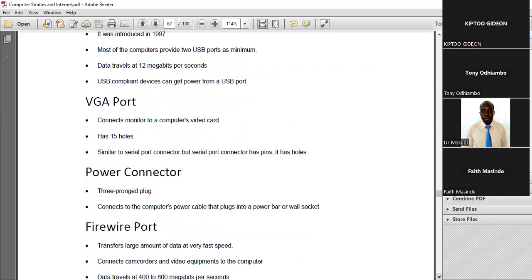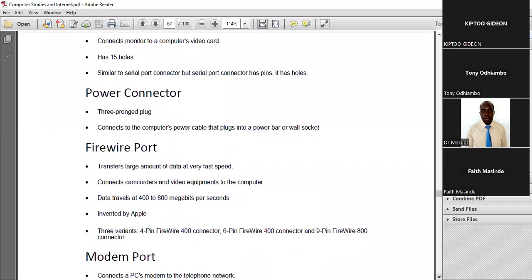There is also the VGA port, connecting monitors to computer video cards. It comes with 15 holes, similar to the serial port connector, but the serial port connector has pins, not holes. I hope the VGA port is understood. In networks, in the next chapter, we'll be talking about DTE and DCE cable, so that we have a female and a male cable. So when I say the serial port connector has pins and the other one has holes, you understand what I mean.